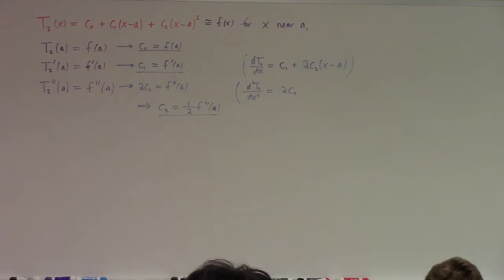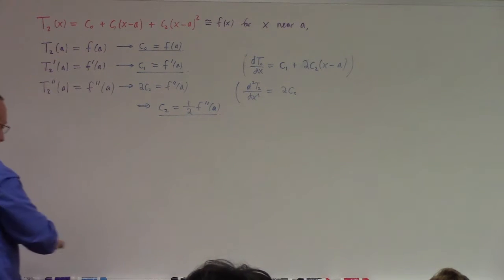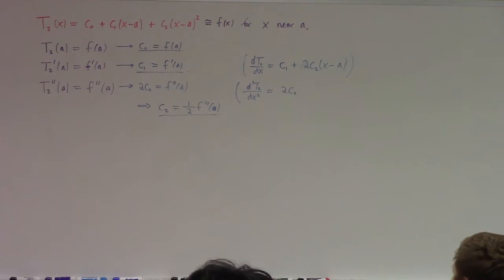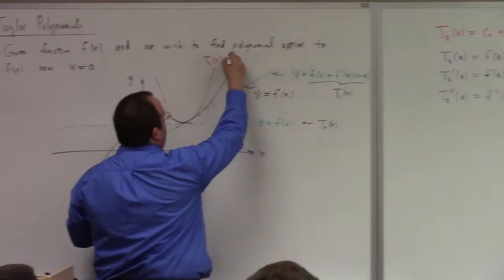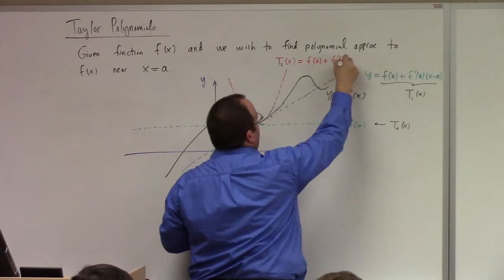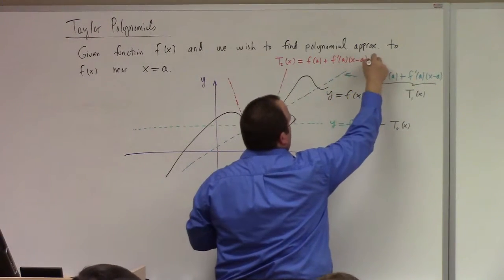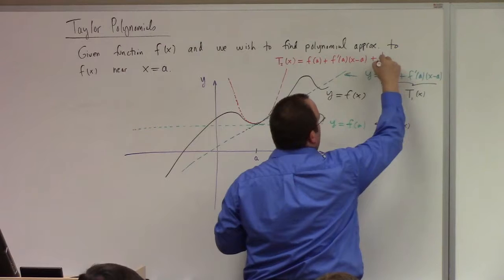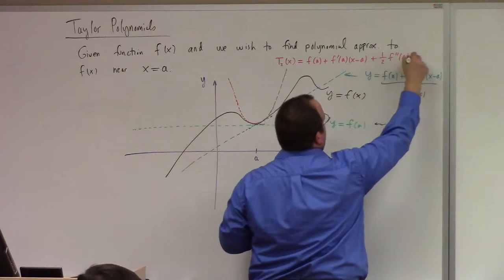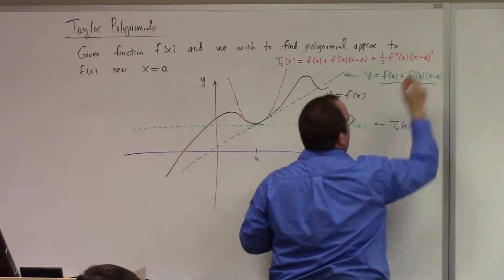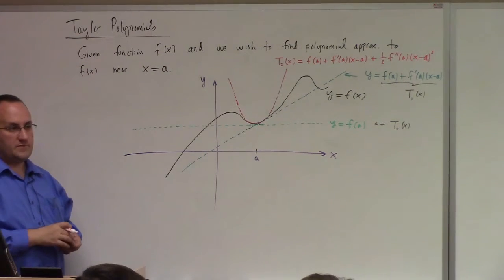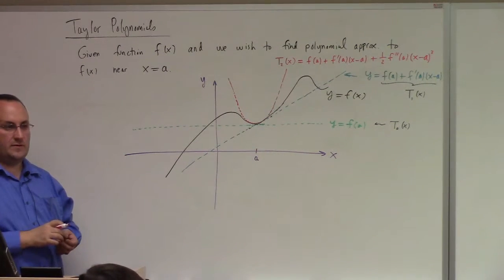So in total, what did we just figure out? We figured out that T2 of x, the best quadratic approximation to the function at the point of tangency a, is given by f of a plus f prime of a times x minus a plus 1/2 f prime prime of a times x minus a quantity squared. All right, that's T2 right there. Does this make sense? You see where the half came from?